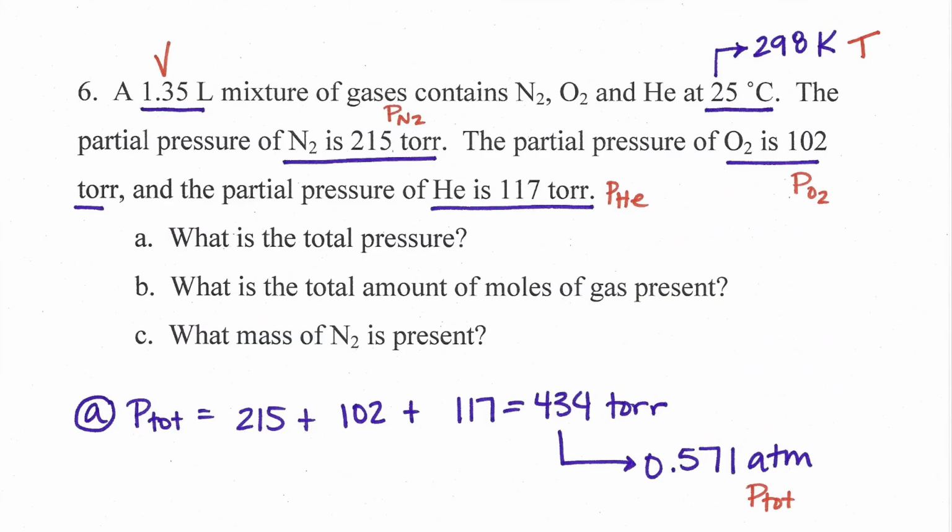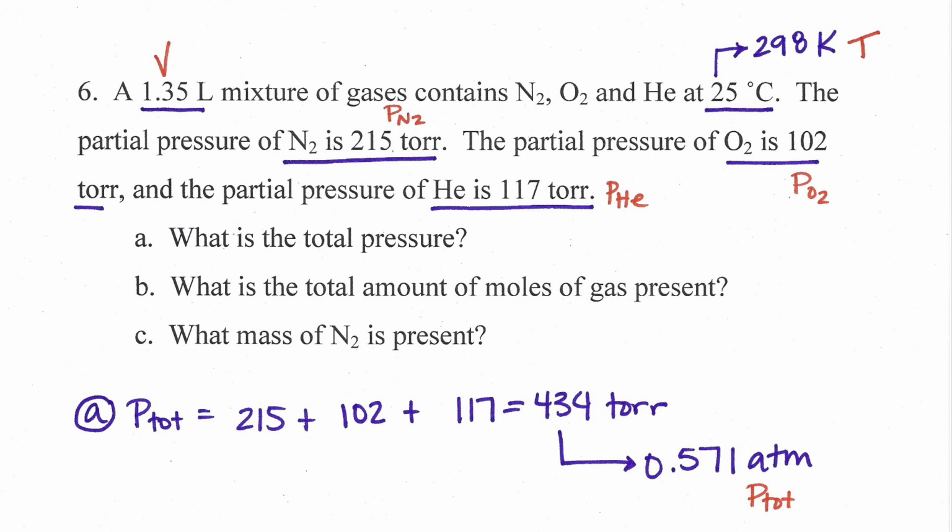Question number 6 says a 1.35 liter mixture of gases contains nitrogen, oxygen, and helium at 25 degrees Celsius. The partial pressure of nitrogen is 215 torr, the partial pressure of oxygen is 102 torr, and the partial pressure of helium is 117 torr.